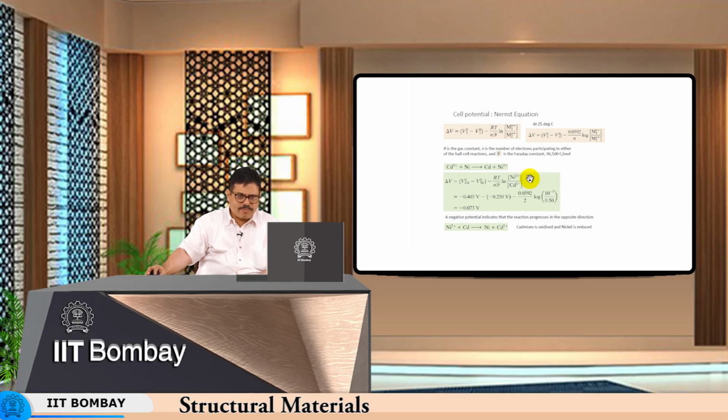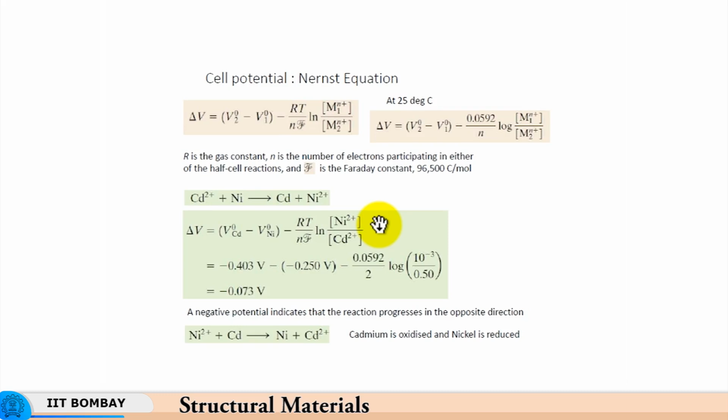So, this is for example an illustrative example. Cadmium ions getting reduced to cadmium, and nickel getting oxidized to nickel 2 plus. So, this is a nickel cadmium type of cell where you have delta V of 0.073 volts as a result of different molar solutions of nickel and cadmium. So, had it been just 1 mole, you would have just subtracted. So, this would have been the difference.